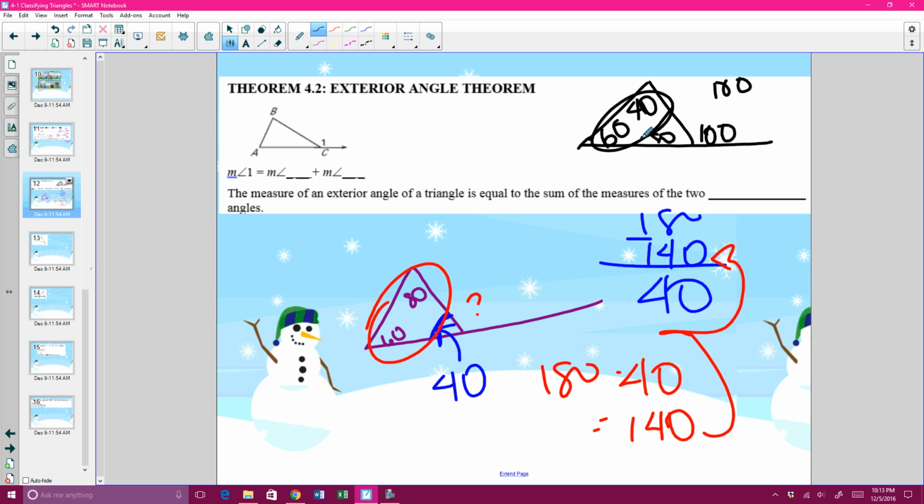So in this picture, the measure of angle 1 would be equal to the measure of angle A plus the measure of angle B. Generally speaking, for any triangle, it doesn't have to be called ABC. You would just say that the measure of the exterior angle is equal to the sum of the measures of the two interior angles.